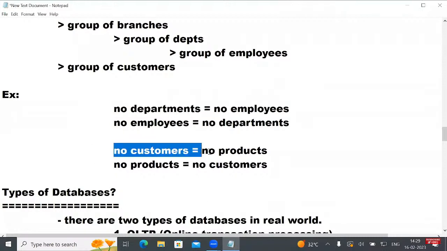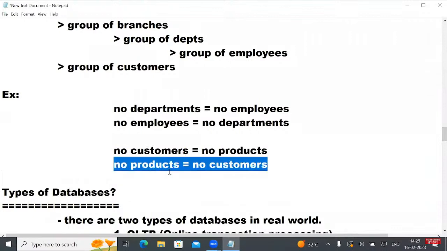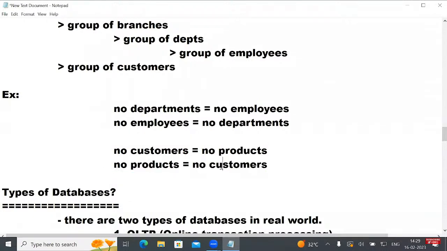Same as no customers, no products. When customers are not there, then what is the use of products? No use. The products we are making, for which purpose? For customers. So when the customers are not there, there is no use of products. If there are no products, no one can come to your shop. So it is also called interrelated to each other.